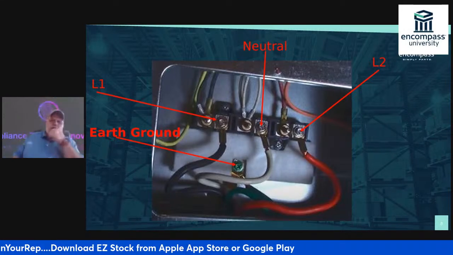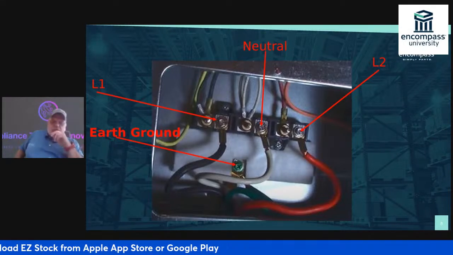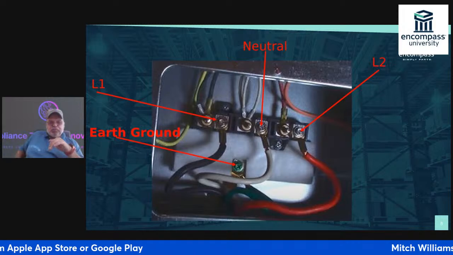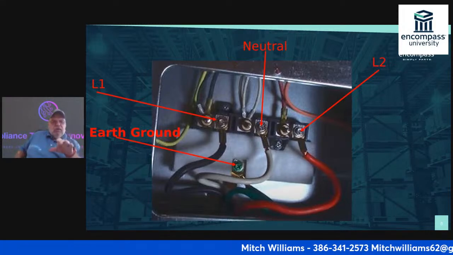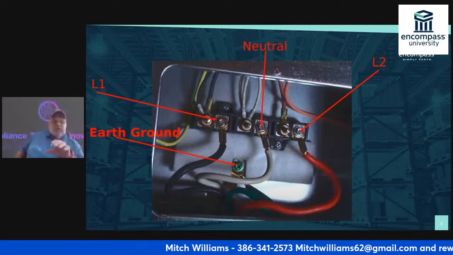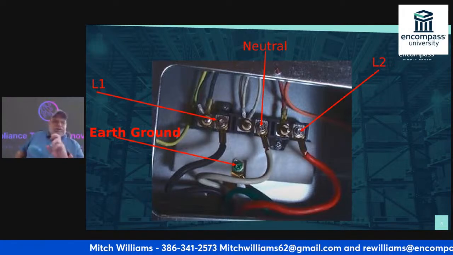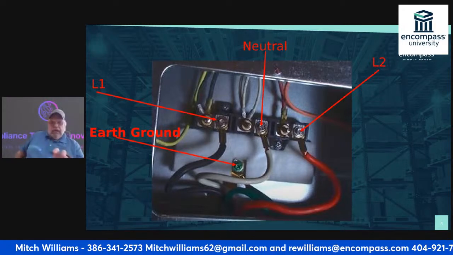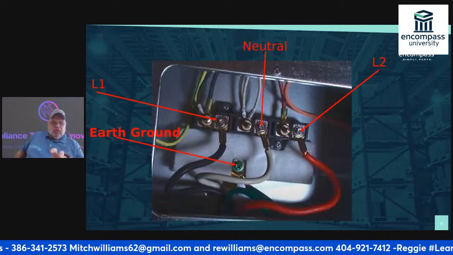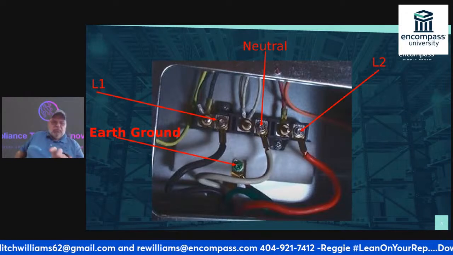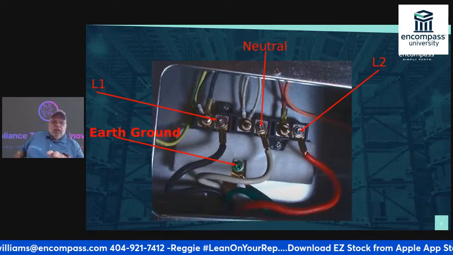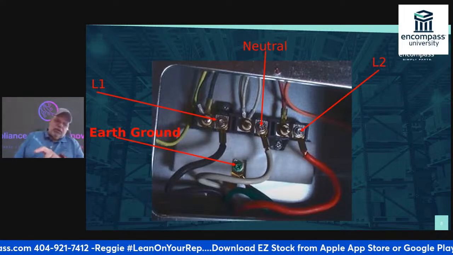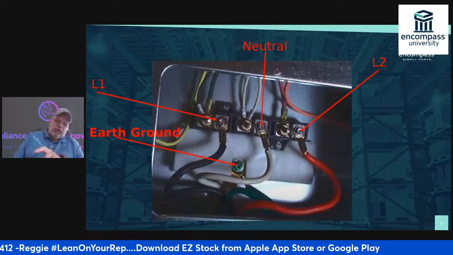Okay, so we're talking about a dryer now. This is the typical terminal block layout on the back of your unit. If you notice, there is where it says earth ground.